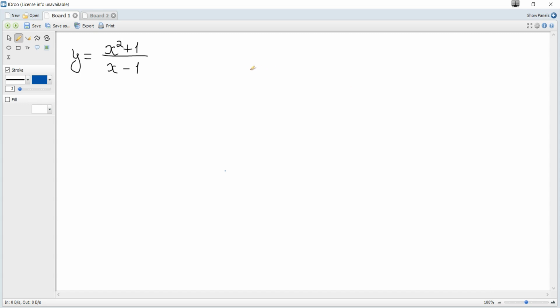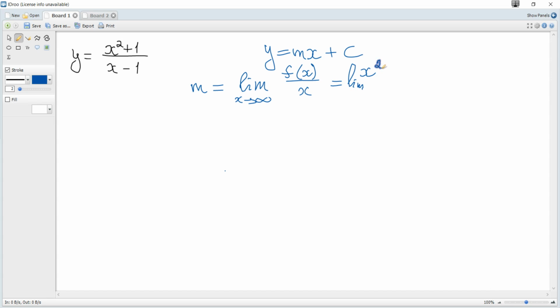The first way is just using a formula. Since a slant asymptote, as any other straight line, has the equation mx plus c, we need to find m and c. m can be found using the next formula: it's the limit, x tends to infinity, of the function divided by x. So for this example, it becomes the limit of x squared plus 1 over x squared minus x.